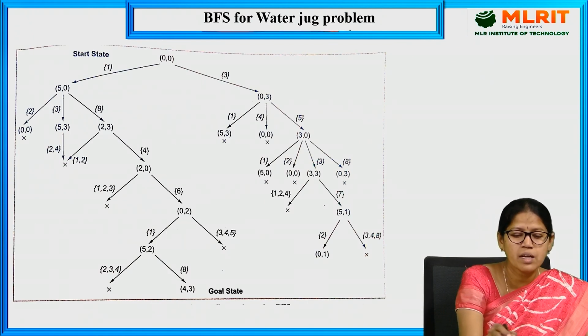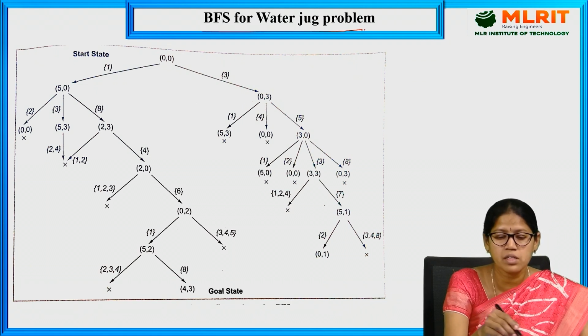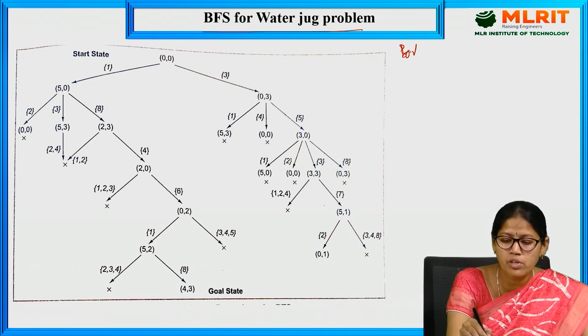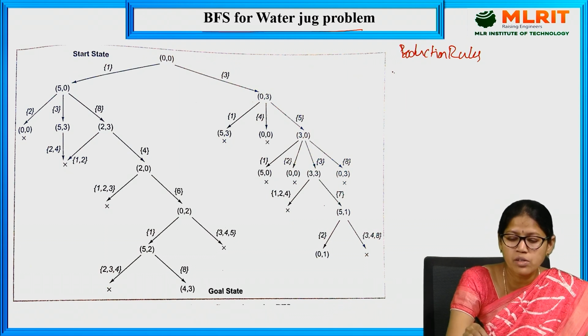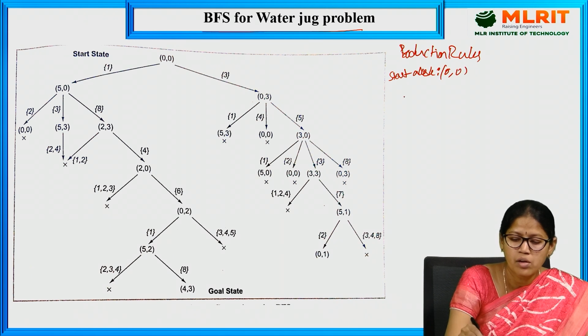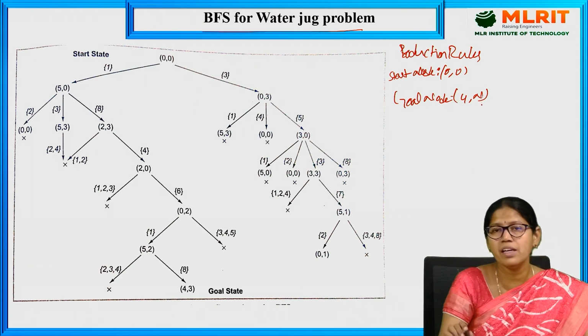Let's see the example for the water jug problem. We have already seen the production rules in the last video, and the same production rules will be used here also. Initially, the start node is 0, 0. The goal node is 4, n, where n can be anything.